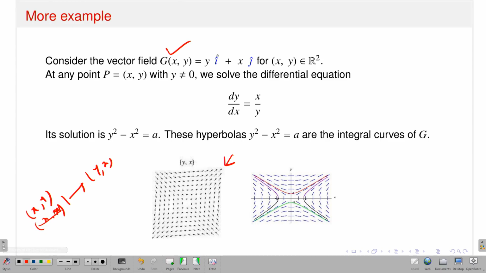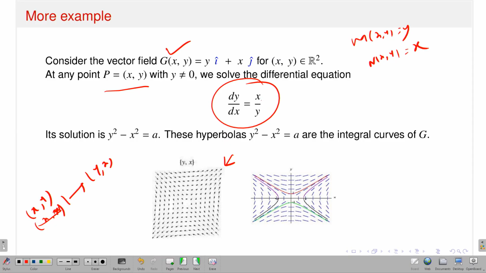Again, if I just compare with M(x,y) times i cap plus N(x,y) times j cap, what is my M(x,y)? M(x,y) in this setting is y, and N(x,y) in this setting is x. Then if I take a point P(x,y) with y non-zero, I have to solve this differential equation, N(x,y) divided by M(x,y). That means capital N divided by capital M, that means x by y.